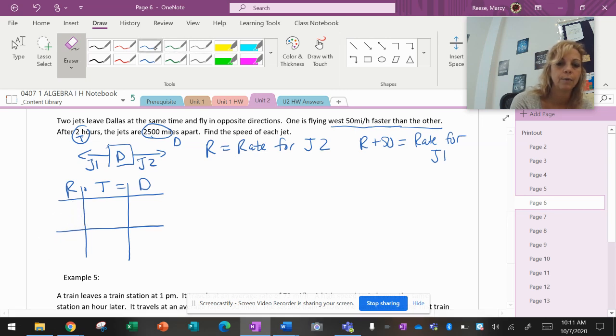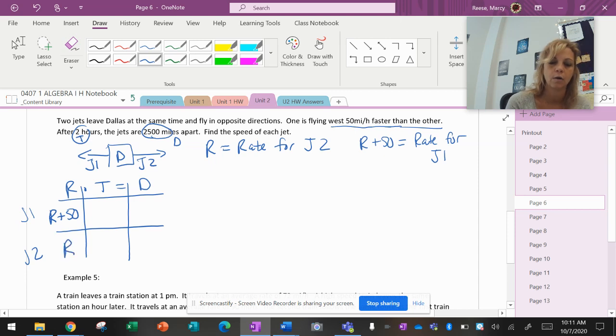Make this just a little bit bigger for you. Jet 1, jet 2. Okay, so jet 1 is R plus 50 and jet 2 is R, right? Because the one going west, our jet 1 in our diagram, is 50 faster than jet 2. Okay, now we know time. We know time is 2.